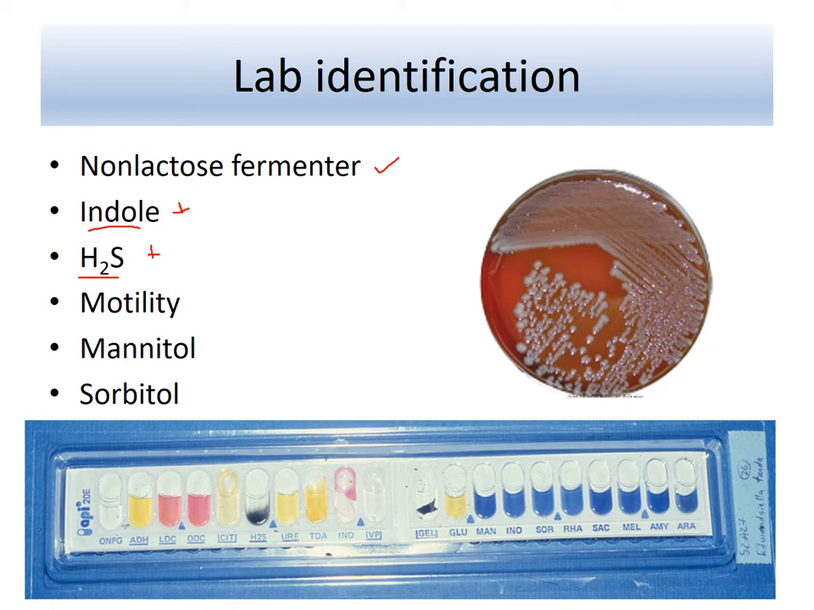As you know, where Salmonella is motile, Shigella is not. So that's another marker you can use to differentiate. And then a couple of other markers that you might want to use are the mannitol, which is negative. Both Shigella and Salmonella are positive for mannitol, and the sorbitol, same thing, negative, where both the others are positive.